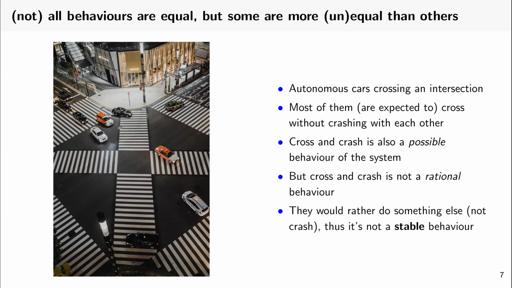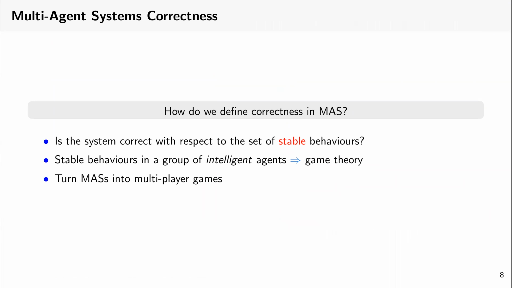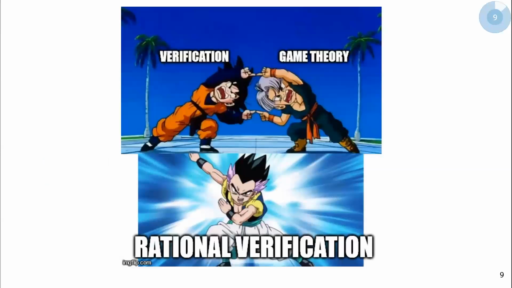We propose correctness with respect to stable behavior of the agents in the system. If we define correctness with respect to stable behaviors, one of the possible toolboxes that we can use is game theory. In game theory, there are many notions of equilibria, which essentially means that the system is considered to be stable. In doing so, we turn multi-agent systems into multiplayer games, and we treat each agent as a player in this game. So rational verification, the concept that we are proposing, is verification with some flavor of game theory.